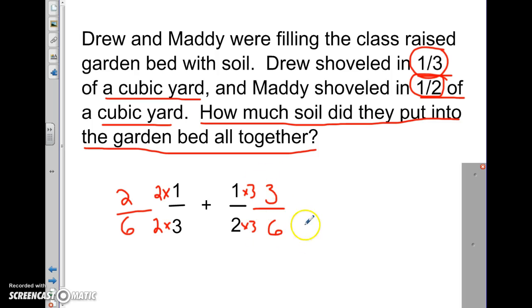And to support what we were just talking about, 3/6 is equivalent to 1/2. When you think about it, 3 is half of 6, right? 3 out of 6. So you can see that 3/6 is the same value as 1/2 there.